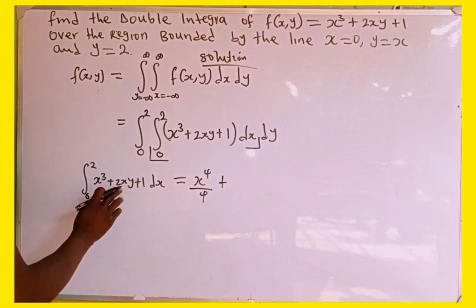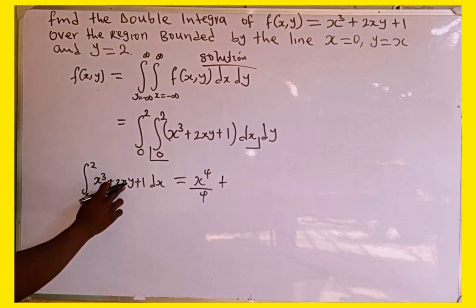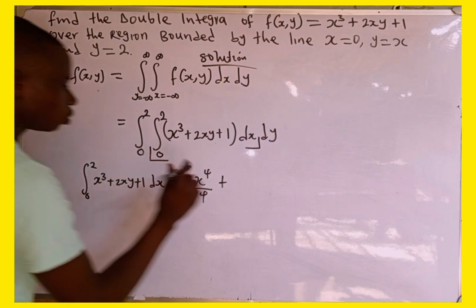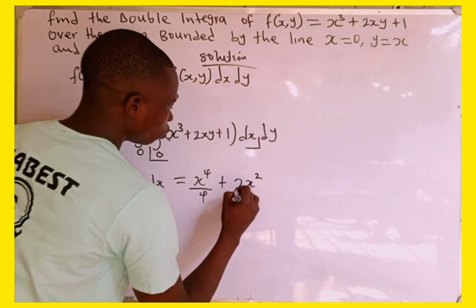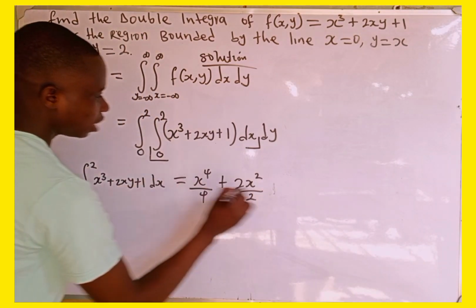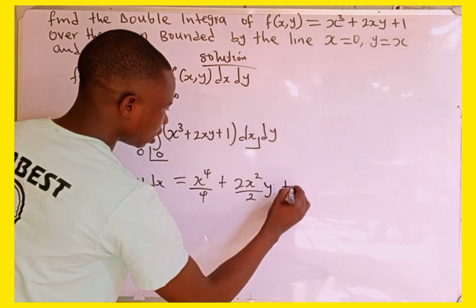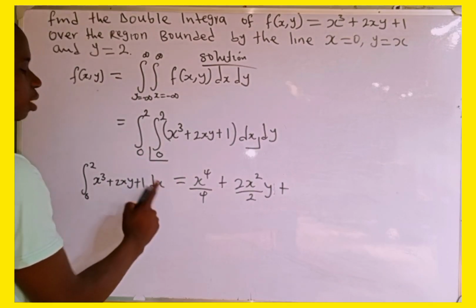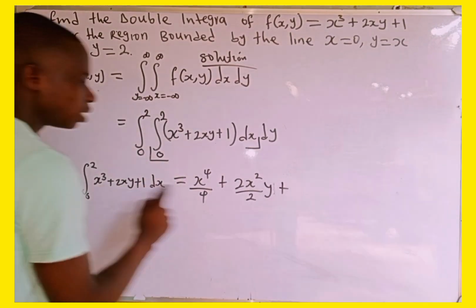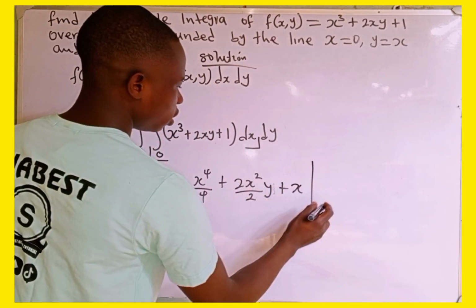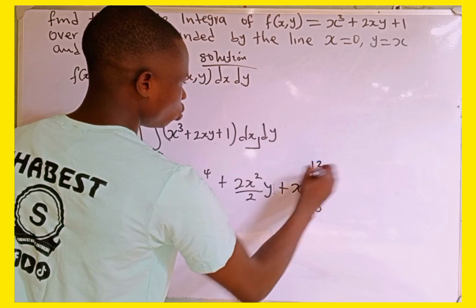Then plus, for 2xy, x is raised to the power of 1; if you add 1 to 1, it's 2. So we have 2x squared over 2, multiplied by y, since we treat y as a constant. Then plus the integral of 1 with respect to x, which is x. Now the limits go from the lower bound 0 to 2.